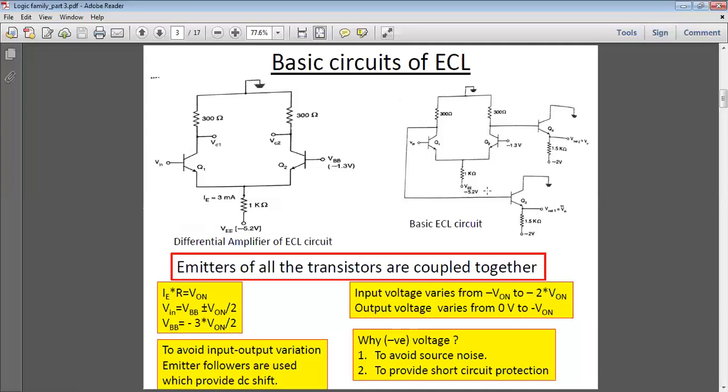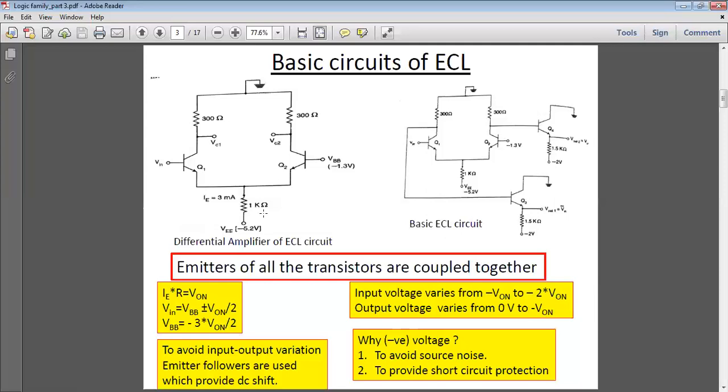So that can be overcome by using the emitter follower circuit. Now in the circuit, the negative voltage is considered. Same logic we may consider here: ground we may consider as positive, and this one we may consider negative. But by considering the negative voltage, some problems can easily be overcome.